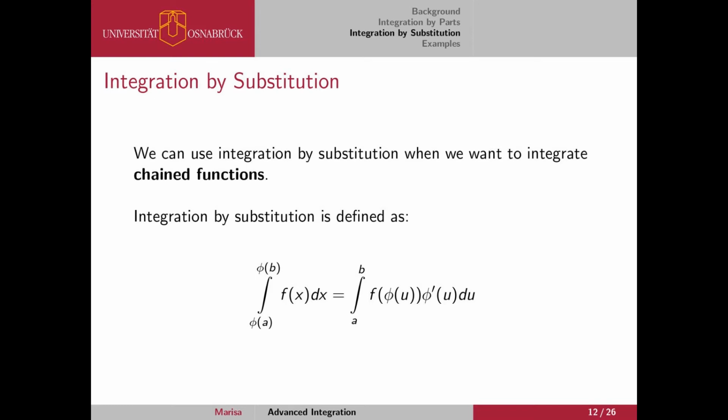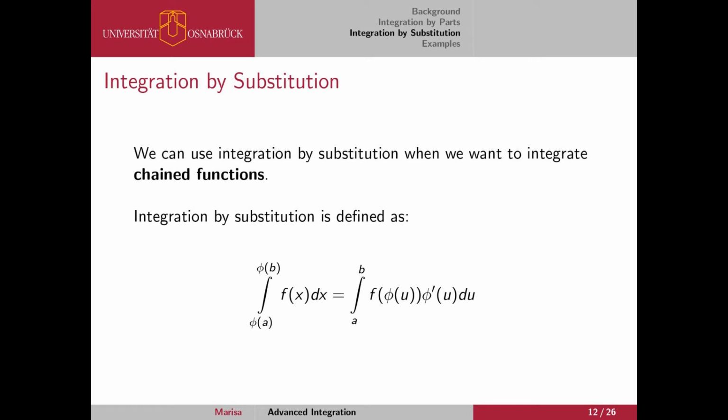It is defined by the following equation. The integral from phi of a to phi of b of f of x dx is equal to the integral from a to b of f of phi of u times phi prime of u du. I'll have to admit that this is not the prettiest formula and can look quite confusing. But don't worry, we will go through it together step by step again.